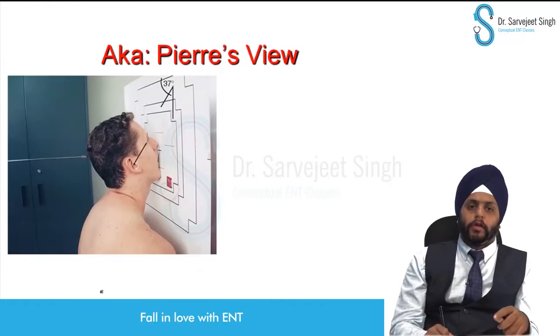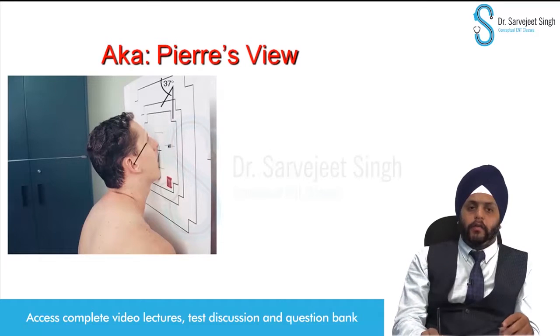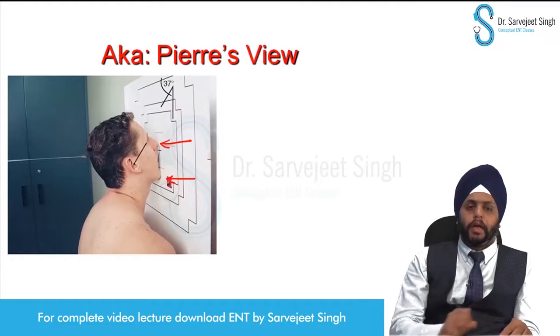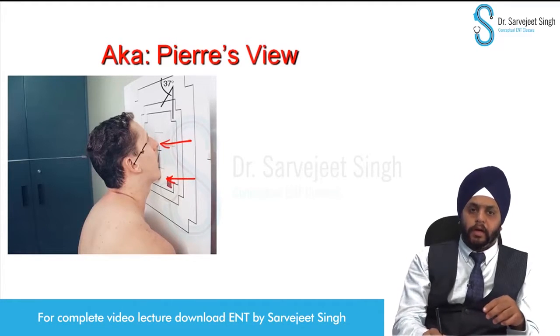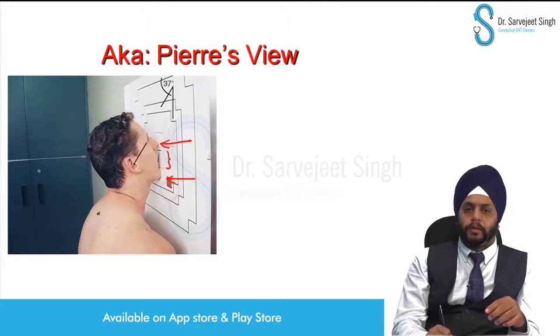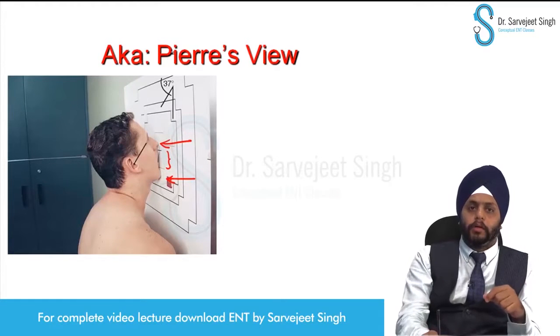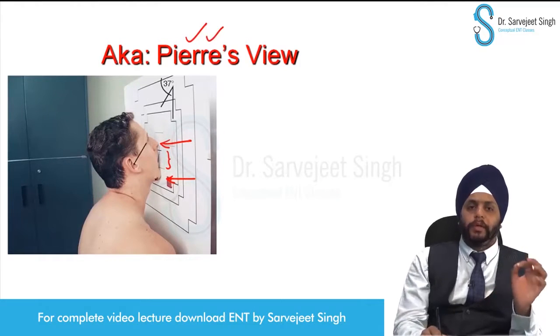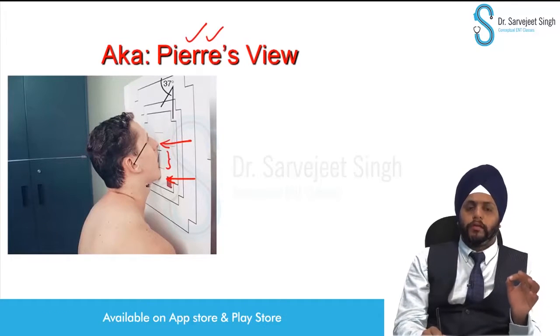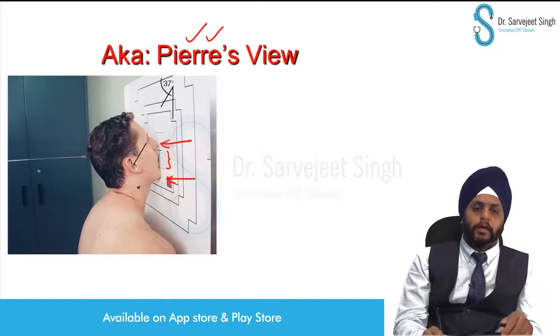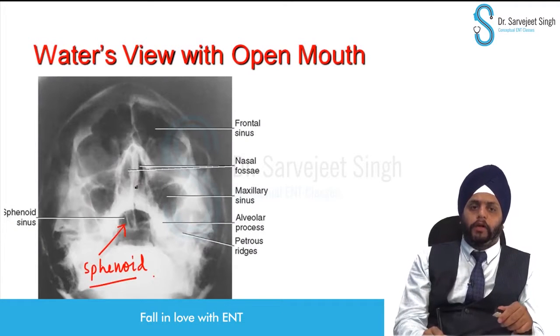So you see the patient is standing over here once again facing the X-ray plate. His nose and chin are again touching the X-ray plate. His mouth is now open. So this is known as Waters view with the open mouth, also known as Pierre's view. Okay. So let's go back to the Waters view.